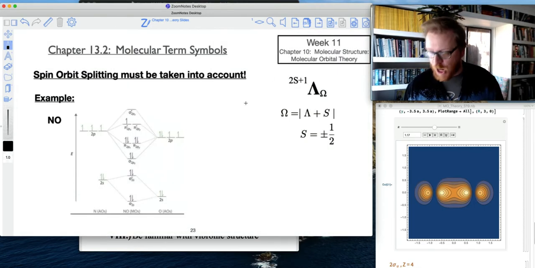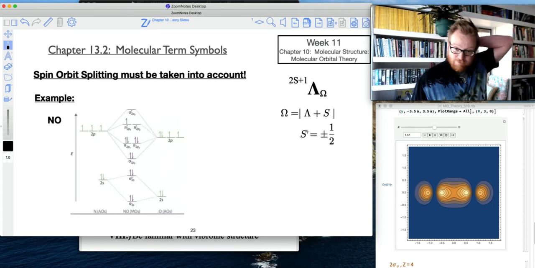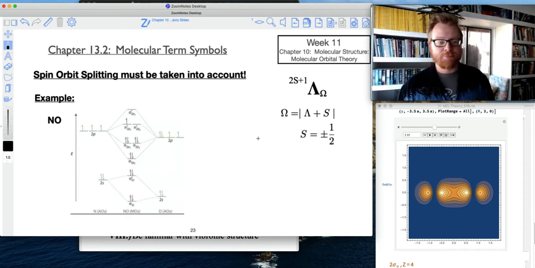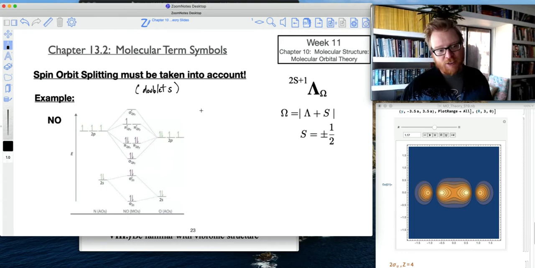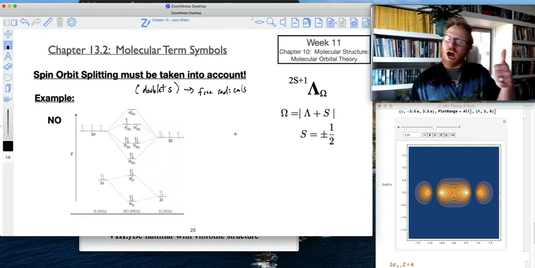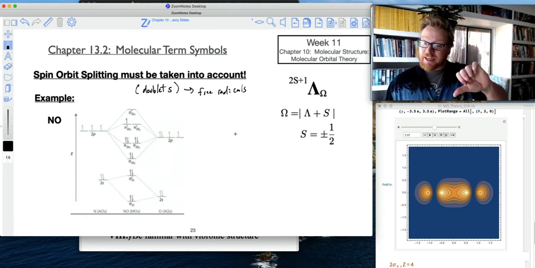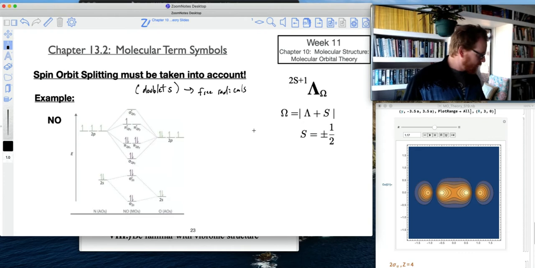Okay, but one last term symbol operation to describe, and this is for when spin orbit splitting must be taken into account, which is going to be predominantly for doublet states. And hopefully you recognize right now, doublet states are often free radicals, right? Because a doublet state is one unpaired electron, and it's a doublet because it can be up or down. Okay, so let's go through this NO example.